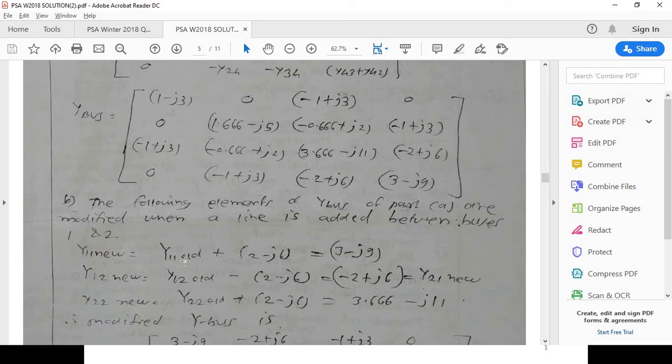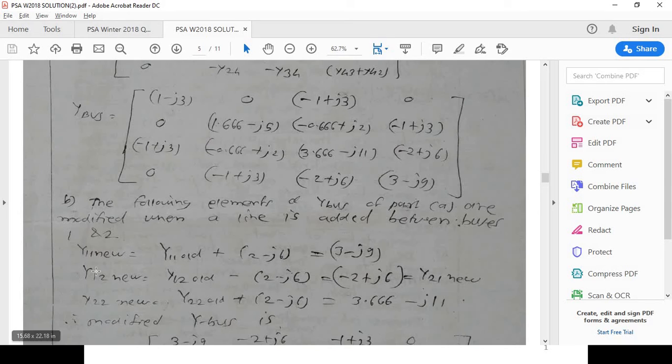Whereas the new admittance will be subtracted in case of the off diagonal element. In this case, for the off diagonal element, suppose y12 new, the newly added admittance will be subtracted from the old one. So y12 old minus (2 minus j6). Just keep in mind that because of the additional line between bus number 1 and 2, y11, y12, y21 and y22 will be affected.